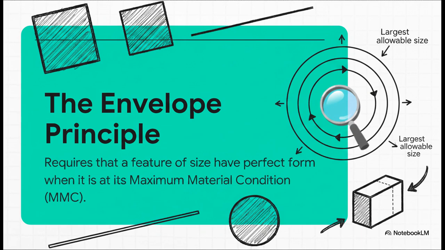It applies to something called a feature of size, which is really just the fancy way of saying anything you can measure with calipers, like the diameter of a pin or the width of a slot. Now here's the key. This rule says that feature has to have perfect form, like perfectly straight or perfectly round, when it's at its maximum material condition, or MMC. Don't let MMC scare you. All it means is the part is at its biggest, heaviest state. Think of a pin at its absolute biggest allowed diameter, or a hole at its smallest allowed diameter. So with ASME, size and form are basically handcuffed together by default.